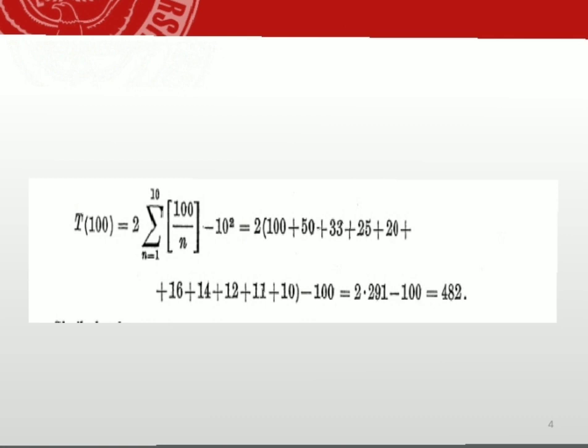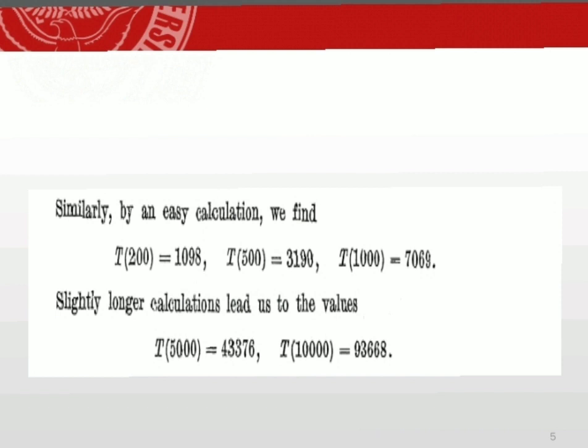So it becomes like this: equals 2 multiplied by 100 plus 50 plus 33 plus 25 plus 20 plus 16 plus 14 plus 12 plus 11 plus 10, minus 100, which equals 2 times 291 minus 100, which equals 482. Similarly, by an easy calculation, we find t of 200 equals 1098, t of 500 equals 3190, t of 1000 equals 7069.